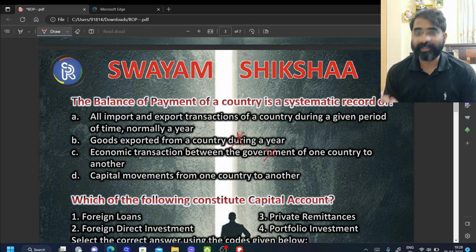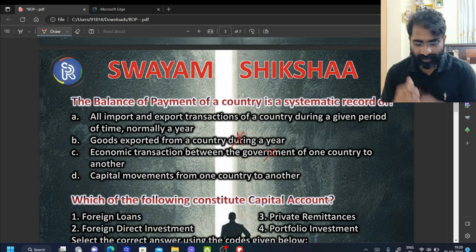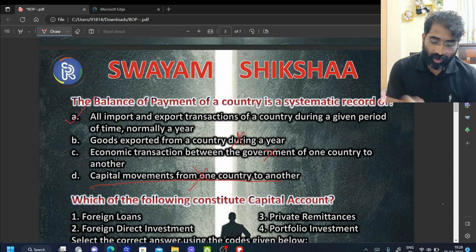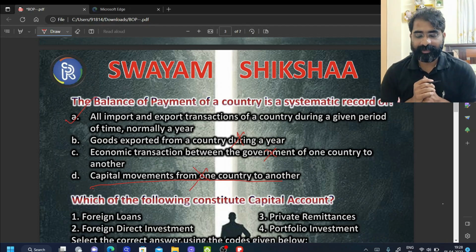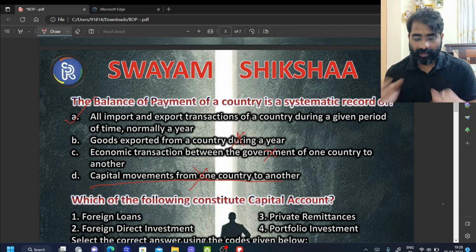Economic transactions, it is all the residents, not just government, people like us as well. Capital movement from one country to another, this is wrong. So, all import and export transactions in a given period of time normally are. So, this is what we have to understand. This is a comprehensive entity.